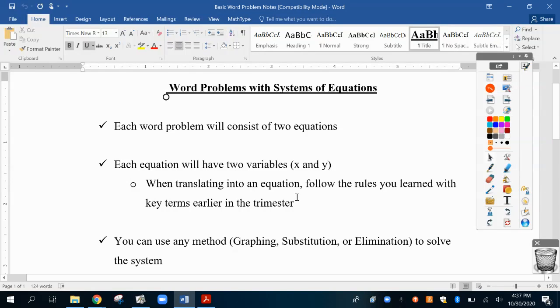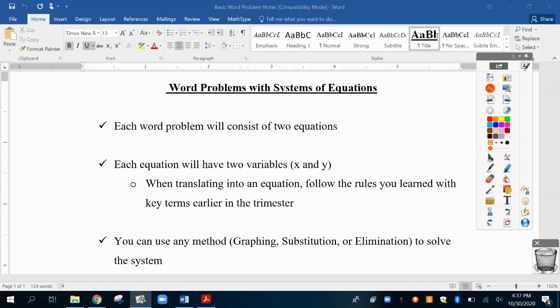So today we are going to be looking at word problems with systems of equations. I guess good, bad news, however you want to look at it, is we're just pulling from the exact same skills that we learned earlier this trimester. Since we're now dealing with a system, we're going to have two equations instead of just one, which means each equation is going to have two variables.